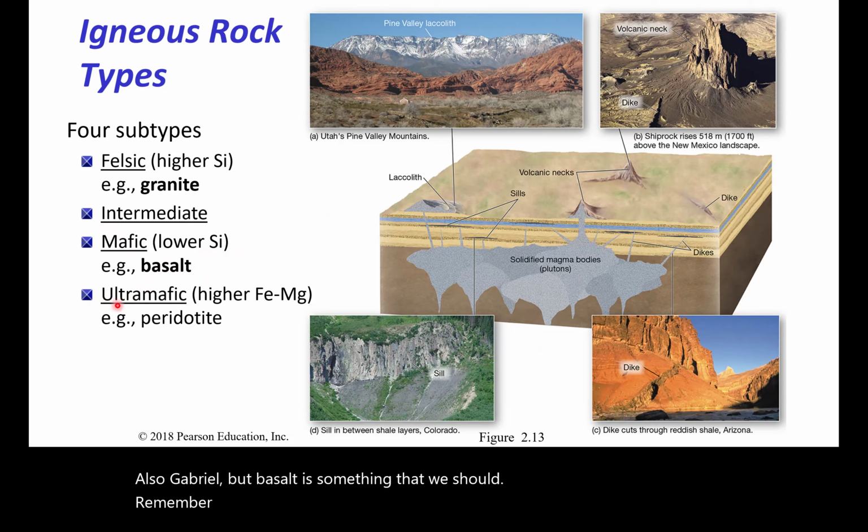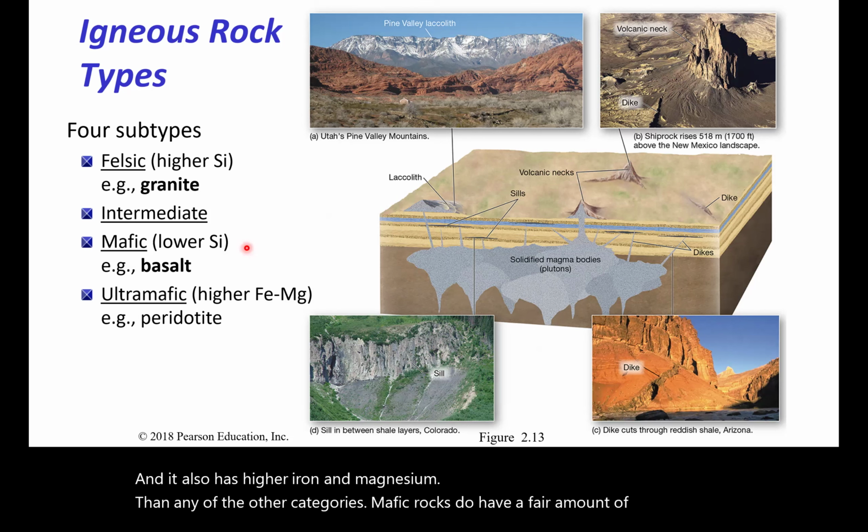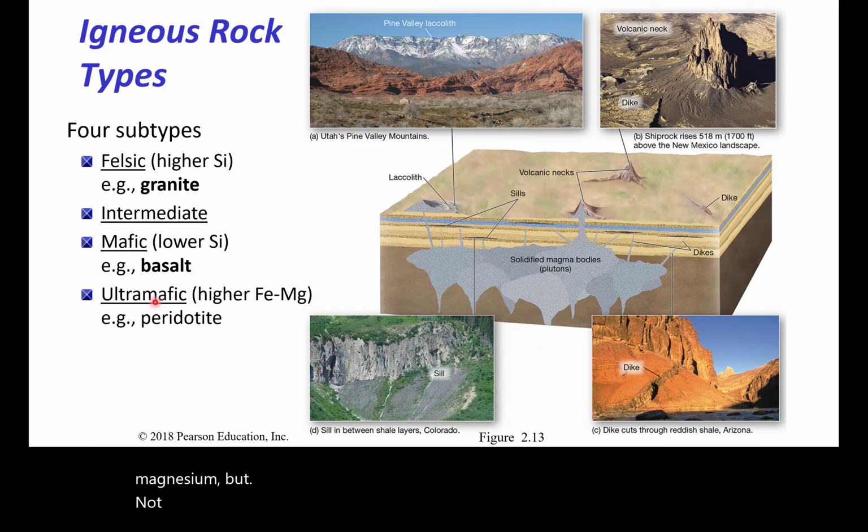And then the last subtype of igneous rocks is the ultramafic rock. It has the lowest silica, and it also has higher iron and magnesium than any of the other categories. Mafic rocks do have a fair amount of iron and magnesium, but not as much as ultramafic rocks. And this is part of what makes ultramafic rocks very dense, and they are what makes up the mantle.